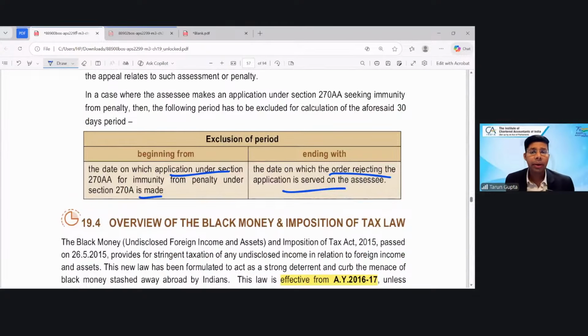So this completes our penalty and prosecution. We'll take a 5-minute break. It's 7:24. We'll meet again at 7:30 and we'll start with the Black Money Act. Okay. We'll take a small break of 5 minutes.